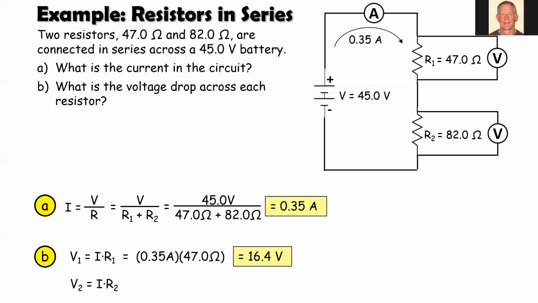Let's do the same thing now for R2. It's the same current, notice. 0.35 amps flows through all of the circuit elements when they are connected in series, and we get 28.6 volts. Now, these should add up to 45. And if we do the math, 16.4 plus 28.6 does indeed get us back to the full electric potential on the battery side.